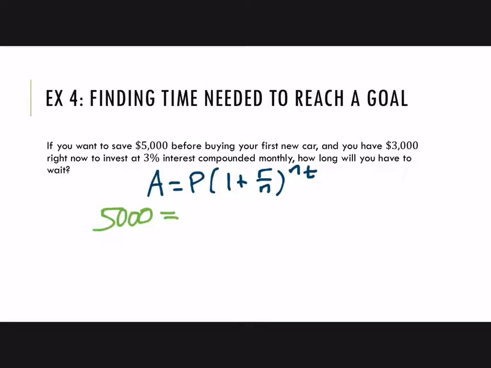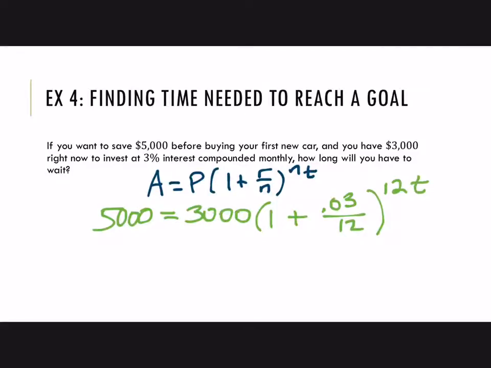What would be the principal? Well, that's a starting amount or an amount that's invested. So that would be the $3,000. Then we have 1 plus r over n. So we need a rate and a number of times per year that interest is compounded. So we know the rate, it's 3%, and we know n, it's compounded monthly, so that's 12 times per year. And then the exponent would be 12 times, and we don't know how long we have to wait. That's what we're solving for. Okay, so that's a t.